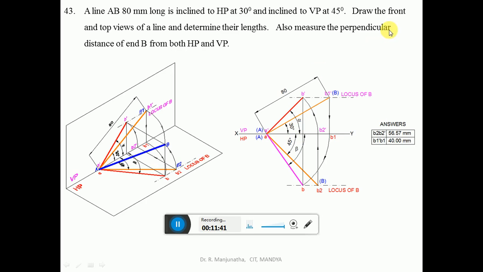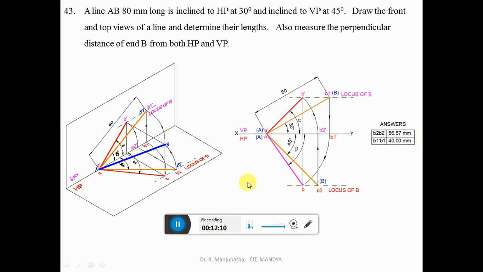Then, since we have to measure the perpendicular distances of B from both HP and VP, using the scale you measure the distance from B1 to B1 dash, which is the vertical distance, which will be 40 mm, both in CAD as well as in the manual. And using the scale you measure the distance from B2 to B2 dash, which will be 56.57 when you are doing it on the computer. When you are doing it manually, it will be 57 mm. This is how we can draw the solution.